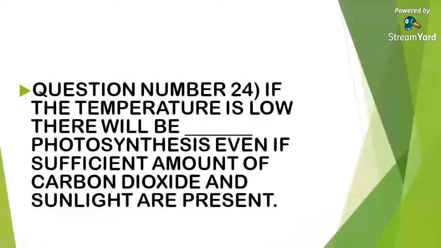If sunlight is present, photosynthesis occurs. When sunlight is not there, photosynthesis does not occur. Then temperature. This temperature is also very important. When the temperature is very high, it affects the photosynthesis. So here you all have given the answer less. According to you, if the temperature is low, there will be less photosynthesis, even if a sufficient amount of carbon dioxide and sunlight are present. Yeah. Many of you have given the answer less. I hope you have given the correct answer.